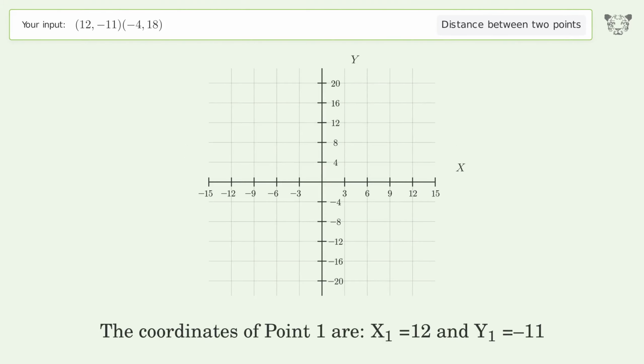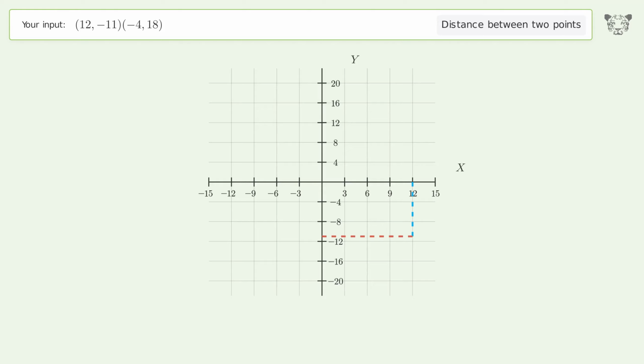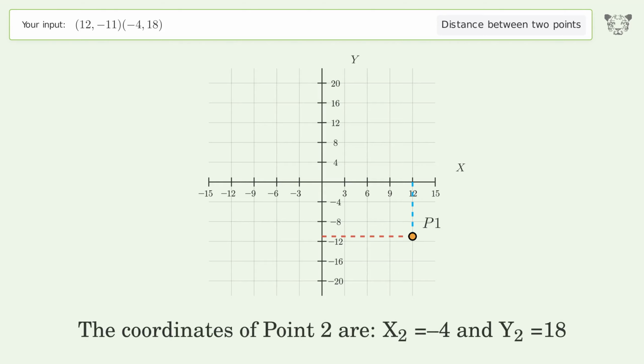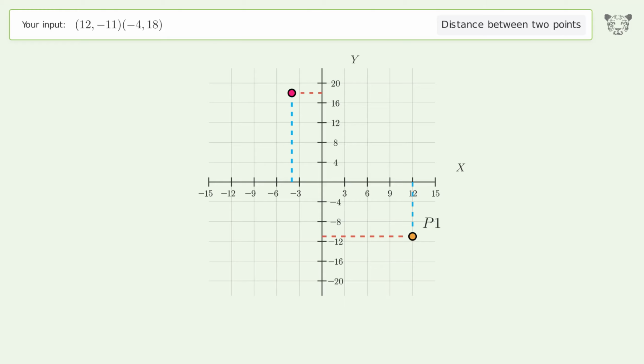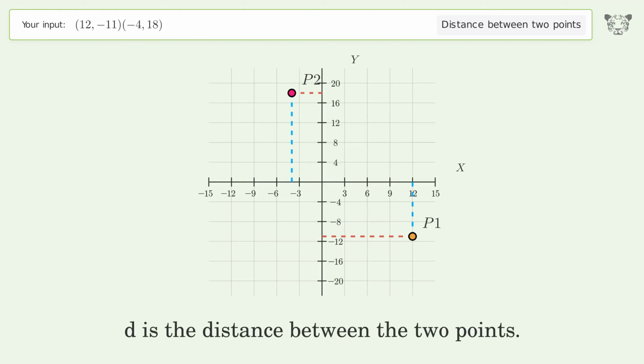The coordinates of point 1 are x1 equals 12 and y1 equals -11. The coordinates of point 2 are x2 equals -4 and y2 equals 18. D is the distance between the 2 points.